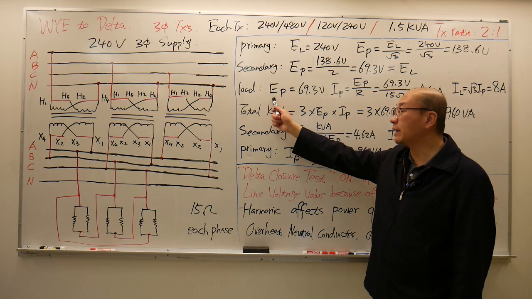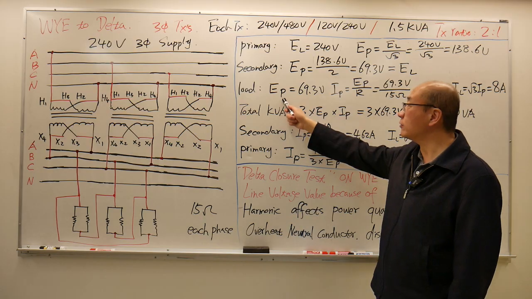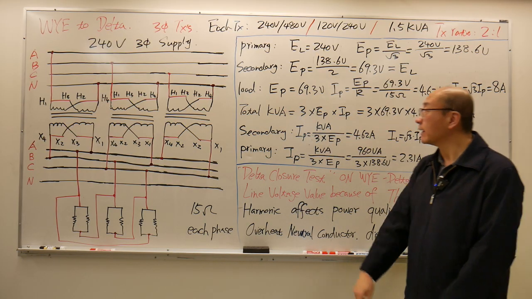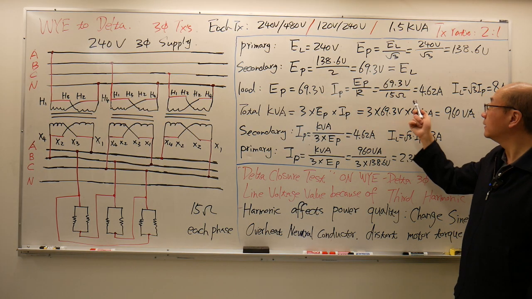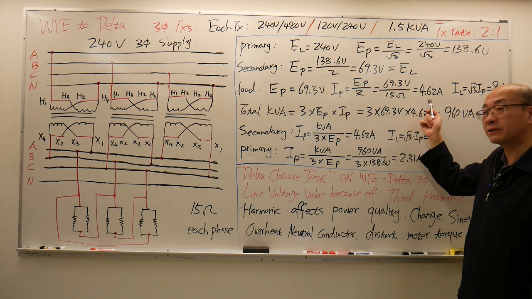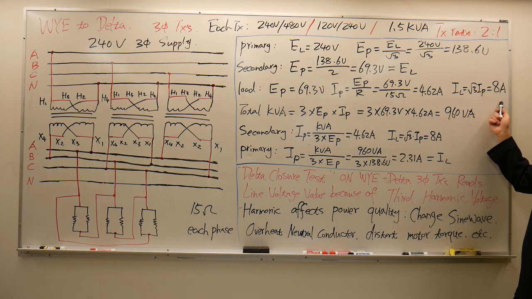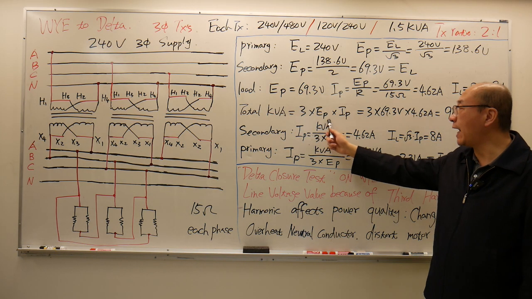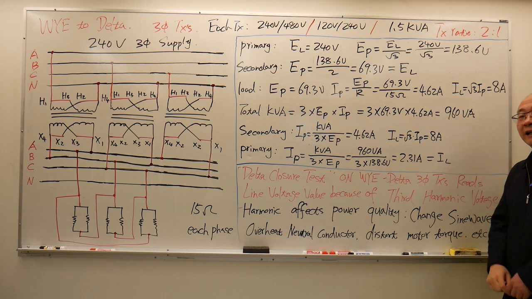For the load, because the load is also connected in delta, the phase voltage equals the line voltage, 69.3 volts. Phase current, phase voltage divided by resistance, gives me 4.62 amps. Line current is √3 higher than the phase current, giving me 8 amps. The total VA for the load, 3 times E phase times I phase, gives me 960 VA.